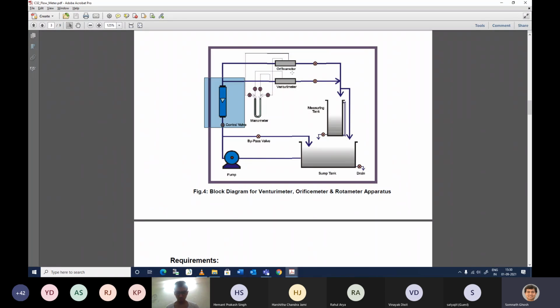All those instructions are given in the manuals. Also, this orifice meter and venturi meter are connected with two different manometers.